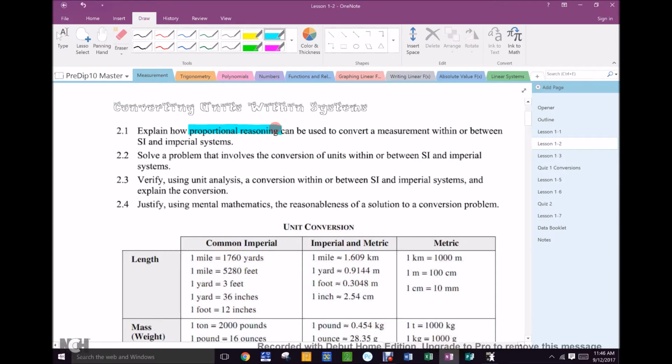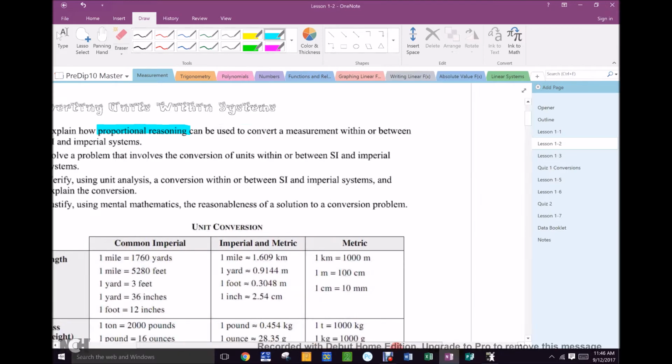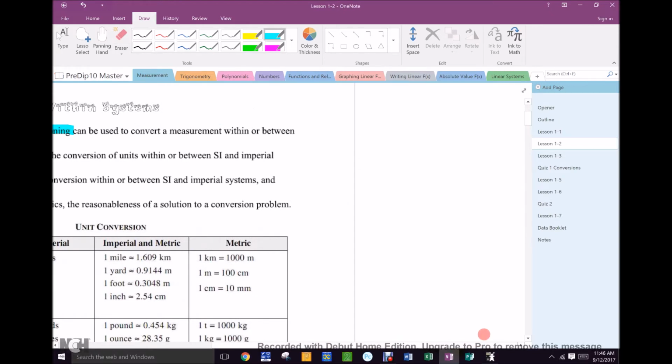Proportional reasoning, what does it mean if things are in proportion to each other? Kayla. Proportional is like they're balanced. Okay, so Kayla is saying it is balanced. So if I drew this stick figure, does that look right? Why not?